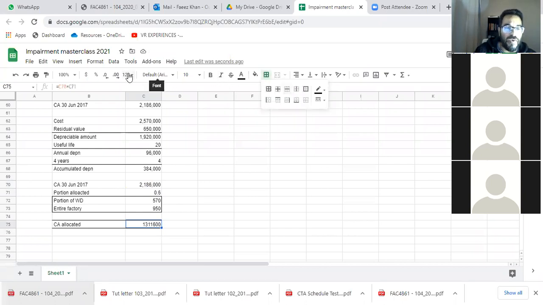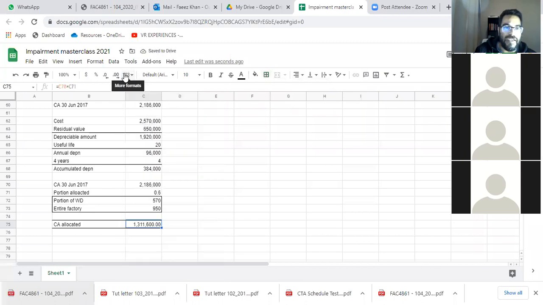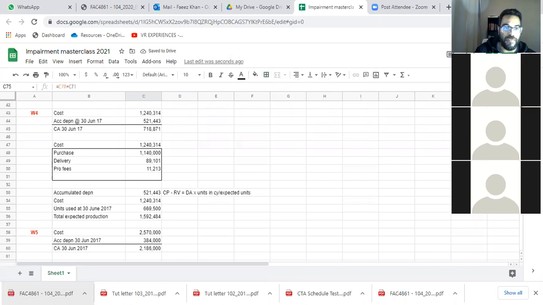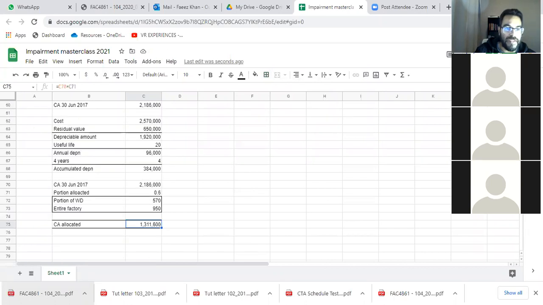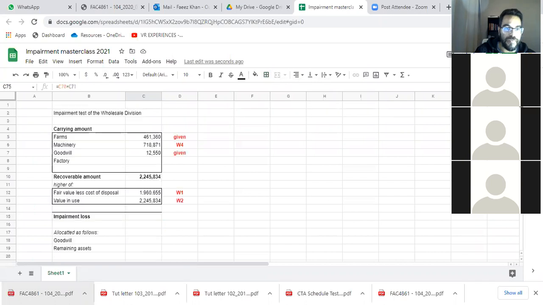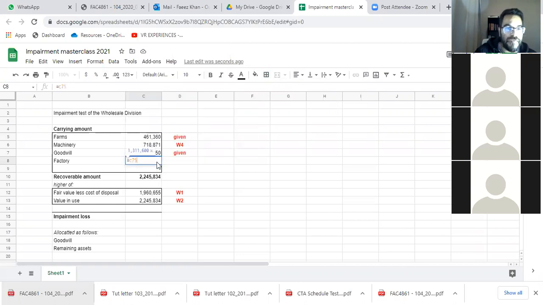If the factory could not be allocated on a reasonable and consistent basis, then you do not include the factory in the CGU. Okay, so just take note of that. Over, what number was that now? That is C75. So over here, equal to C75. So that was, I think, working 5 most likely. I think it was working 5. We can just fix it up just now if it's the wrong working.